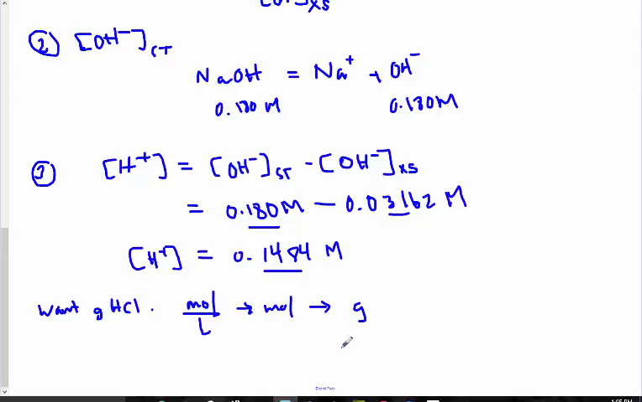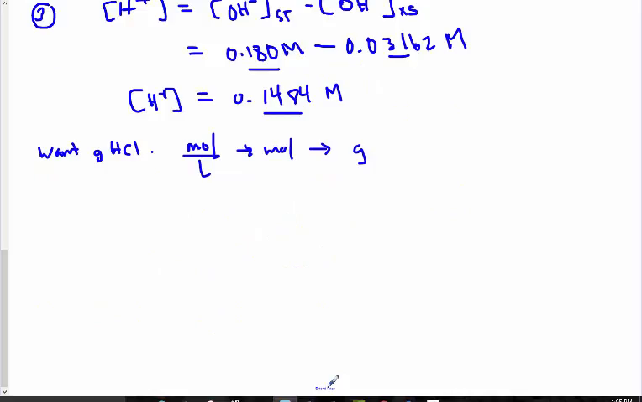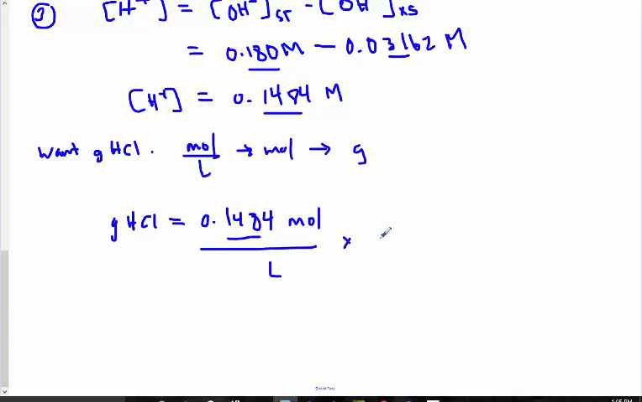So I want grams, so grams of HCl is equal to what I have, which is 0.1484 moles per liter. I'm going to go ahead and write this, instead of in capital M, as moles per liter, just to keep track of my units. I'm going to multiply by the volume. The volume is given to me in milliliters. I need to go ahead and change that into liters so that I can cancel those units.